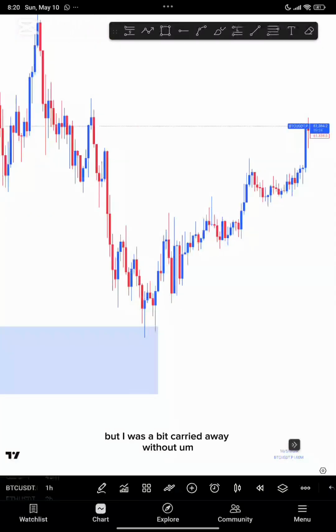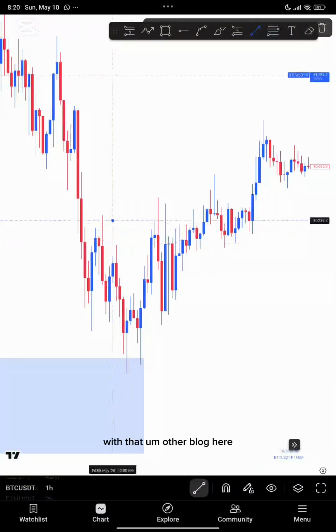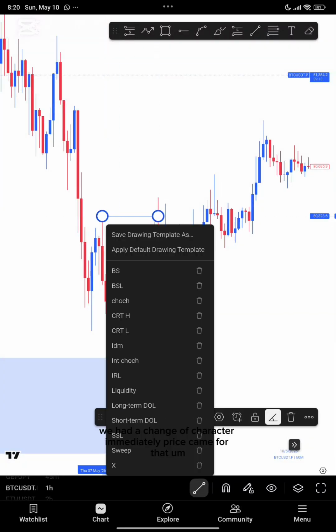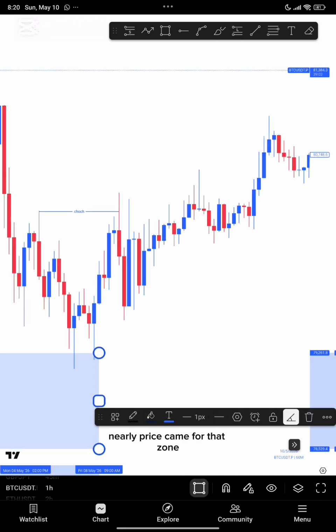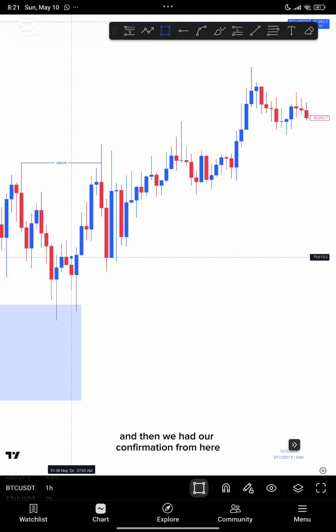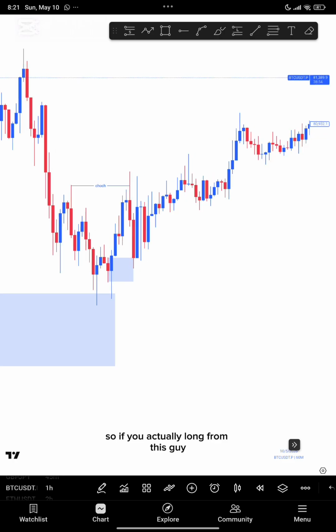But I was a bit carried away with that order block here. So we had our change of character at this region still. We had our change of character. Immediately price came for that zone. We had our change of character, and then we had our confirmation from here. So if you actually long from this guy, alright.